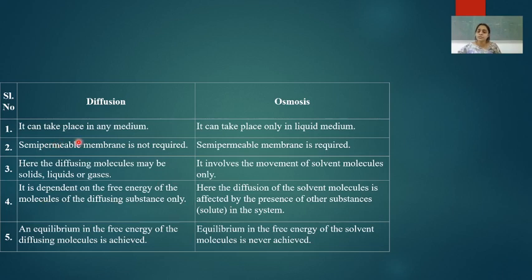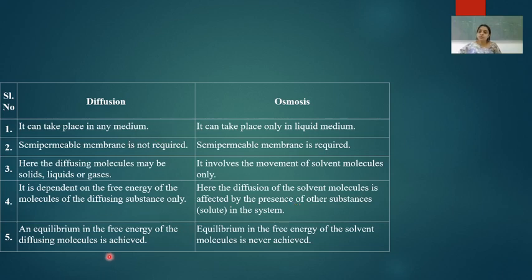Now let us learn the difference between diffusion and osmosis. Diffusion takes place in any medium like gases, liquids and solids, whereas osmosis takes place only in liquid medium. Diffusion does not require a semi-permeable membrane, whereas osmosis requires a semi-permeable membrane. Diffusion depends on the free energy of the molecules which are diffusing, whereas osmosis depends on other solute particles which are also present in the system.